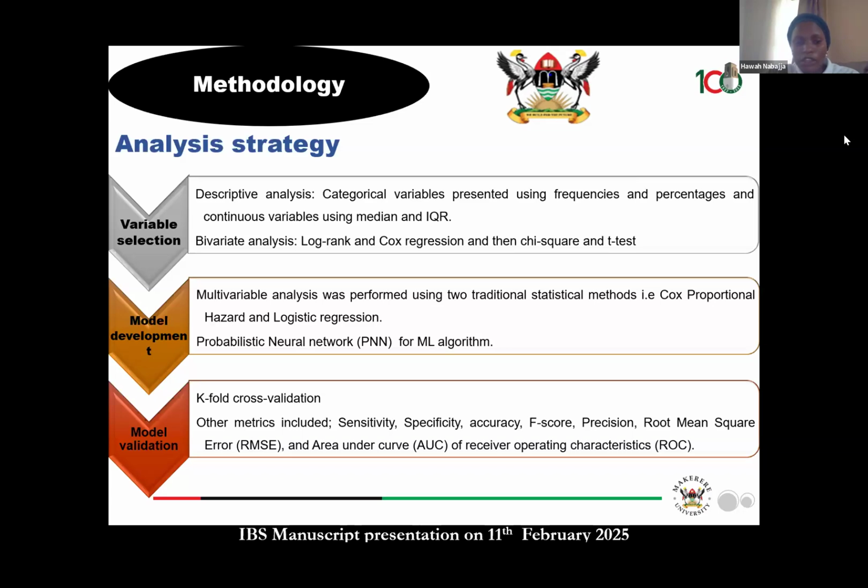Multicollinearity was also tested using the correlation matrix. Then the probabilistic neural network was considered among all the neural networks due to its capabilities of handling complex data and also being good when you have small sample sizes. The third step was model validation, where k-fold validation was done using 5 folds, and then other performance metrics such as sensitivity and specificity, among others, were considered.